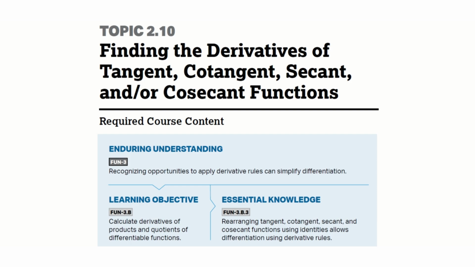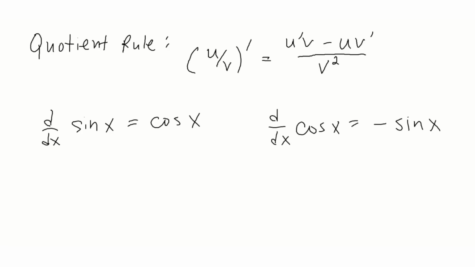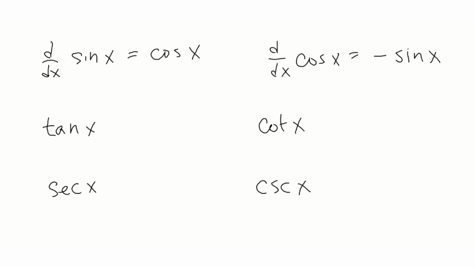In this lesson, we're going to take a look at AP Calculus topic 2.10. Now that we know the quotient rule, written here in prime notation, as well as the derivatives of the sine and cosine functions, written here in Leibniz notation, we can find the derivatives of the four remaining trigonometric functions. That's because we can write them as quotients that contain sine and cosine.